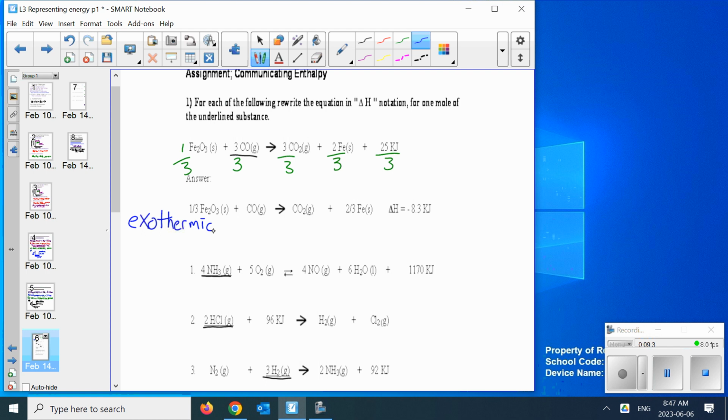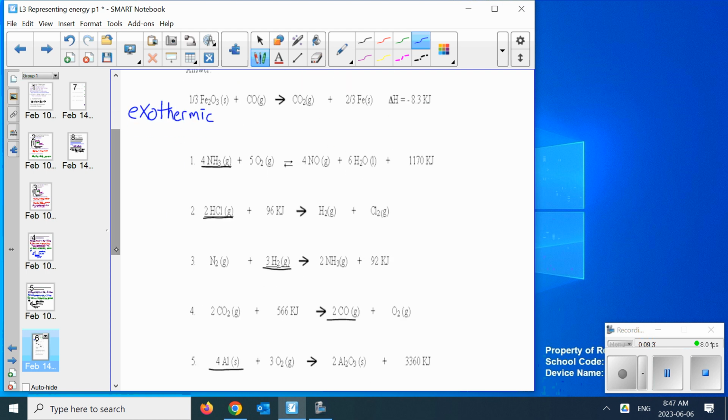I'll maybe go through number 2 with you, then I'll let you do the others. In number 2, the energy is on the left side. 96 kilojoules is on the left side of the reaction. When you see energy on the left side of the reaction, it is endothermic. I want you to remember that. Energy ends up inside the reaction.